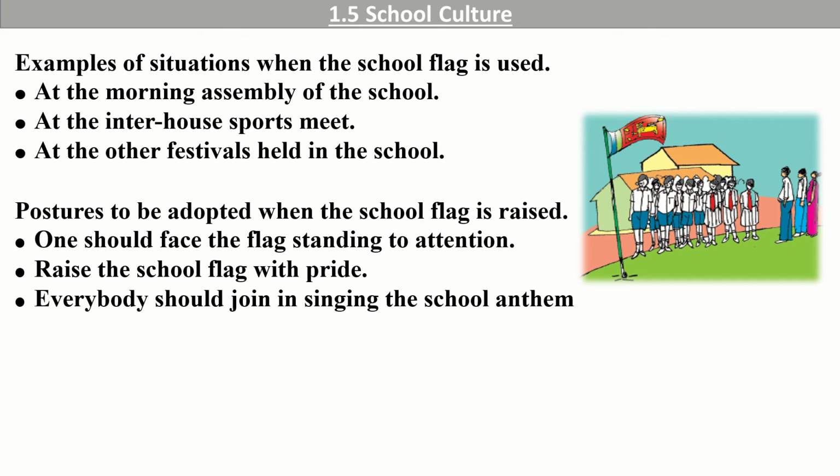What postures should be adopted when the school flag is raised or hoisted? One should face the flag standing to attention. You can see this picture. Students face the flag standing at attention. Raise the school flag with pride.